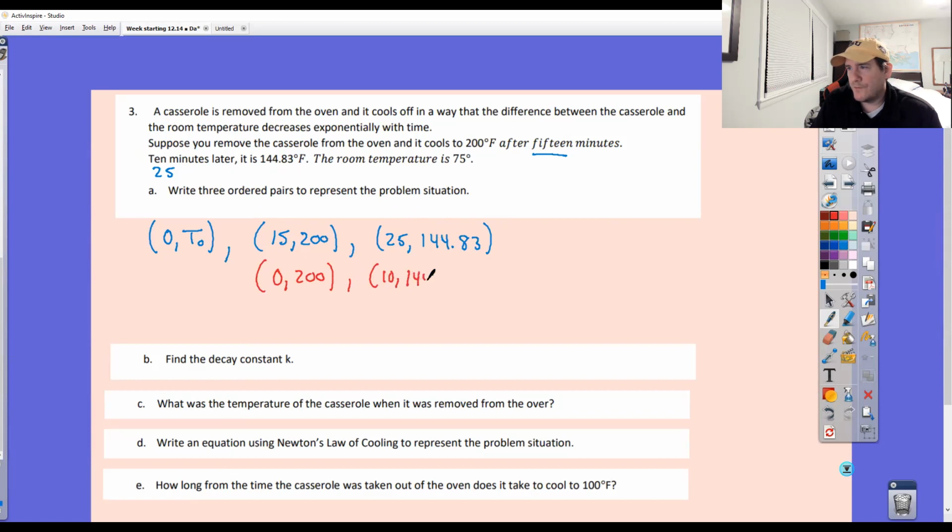So 144.83. The deal is by shifting this over, I'm not changing my decay constant. The K value that I get from these 2 points in red is the same as the K value that I would get from these 2 points in blue. So we can do this, it's fine. So that's what we're gonna do.